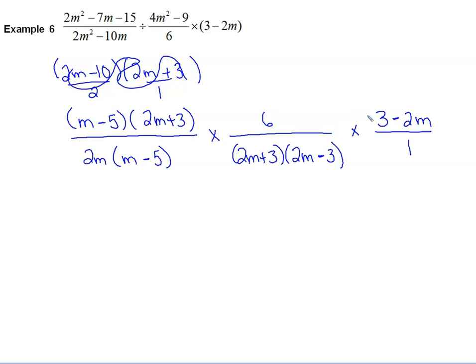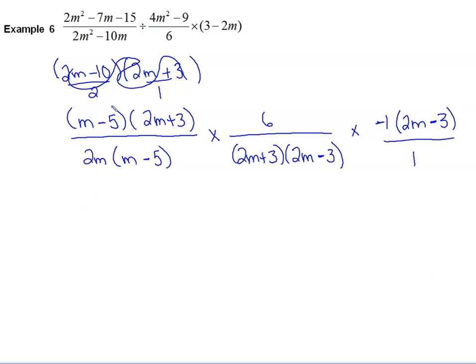And I could factor out a -1 from this if I wish, and I do wish, because it's just going to make it a little bit clearer what I'm trying to do. So if I factor out a -1, I'm going to have -1, and that's going to give me a +2m minus 3, which we see elsewhere. So that's why I want to factor out that -1. It's just going to make life a little bit easier.